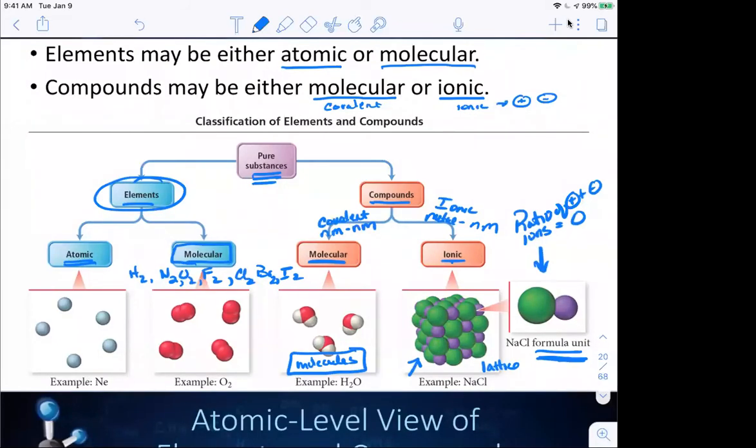There's 7 diatomic. They have 2 atoms connected together. Because I have 2 atoms connected together, it's called molecular. So in nature, hydrogen, nitrogen, oxygen, fluorine, chlorine, bromine, and iodine are found as diatomic molecular elements. They're not found in nature as single atoms. They are found as diatomic molecules.